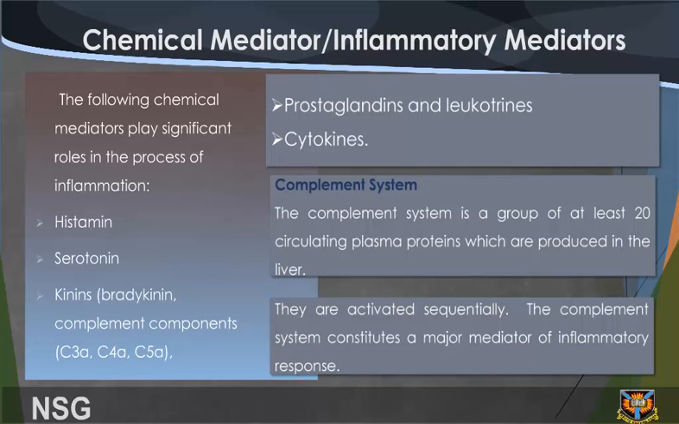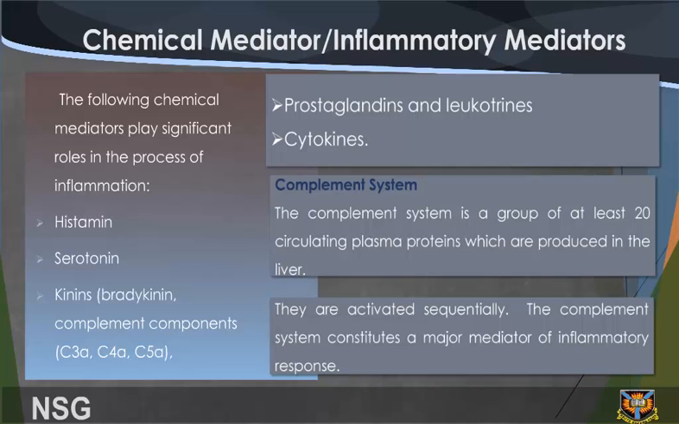Chemical mediators or inflammatory mediators. The following chemical mediators play significant roles in the process of inflammation: histamine, serotonin, kinins, bradykinin, complement components C3a, C4a, C5a, prostaglandins and leukotrienes, cytokines. Complement system.